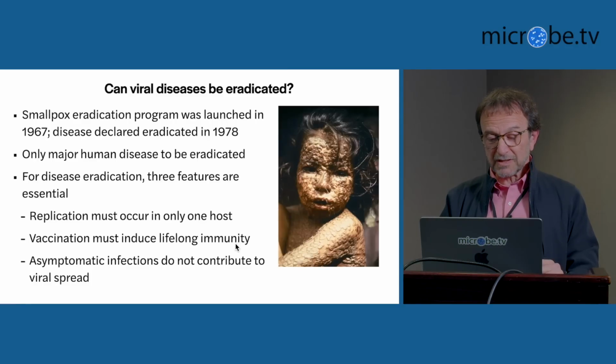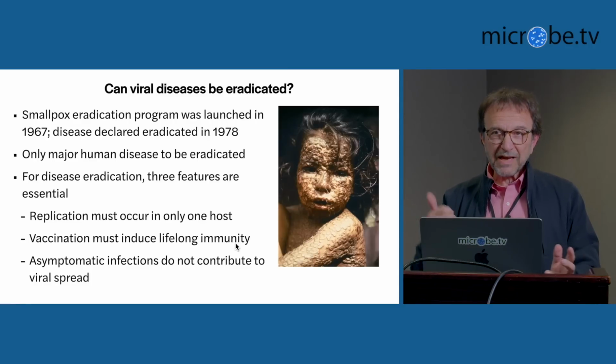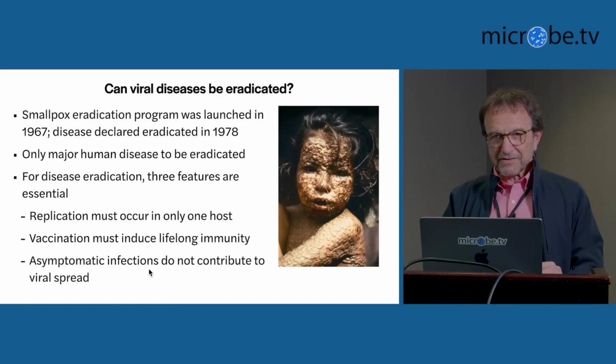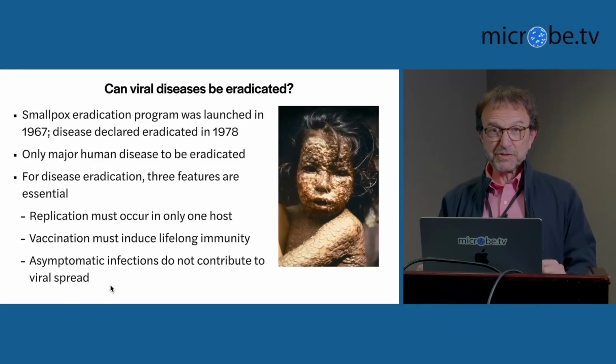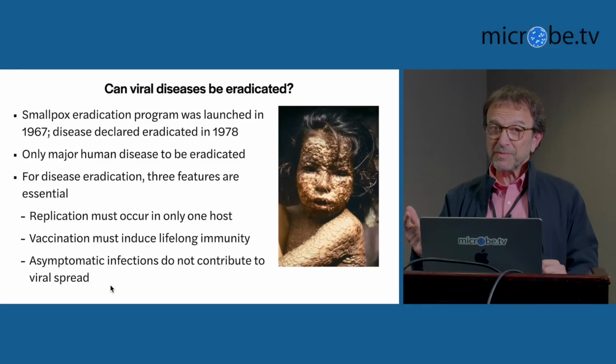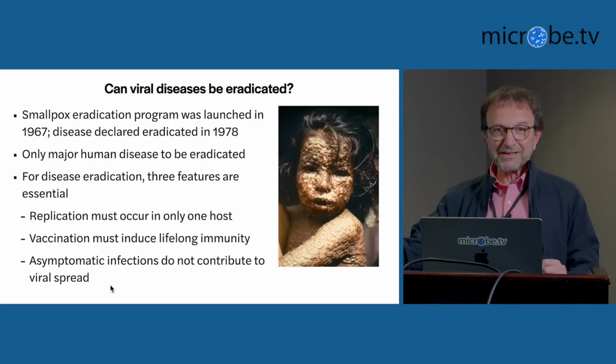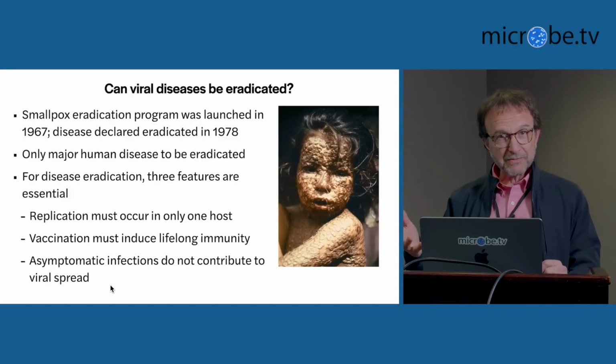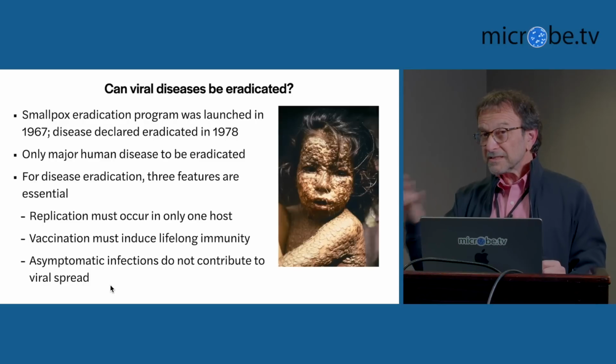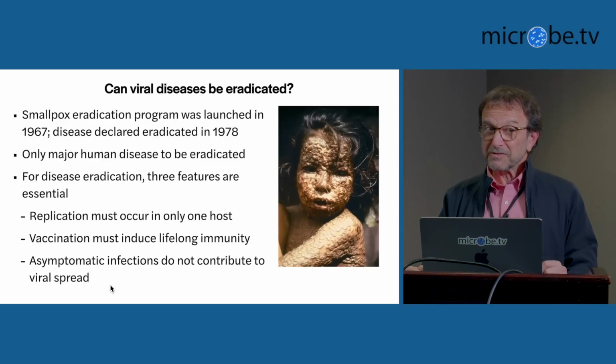Vaccination must induce lifelong immunity. Okay, I'll give you a check on that one, all right? The third one, asymptomatic infections do not contribute to viral spread. That's the case for smallpox. When you see a kid with a rash, that's the kid who has smallpox. Nobody else around him or her has smallpox. But when you see a child with AFP, there are lots of infections around that child that are shedding virus.